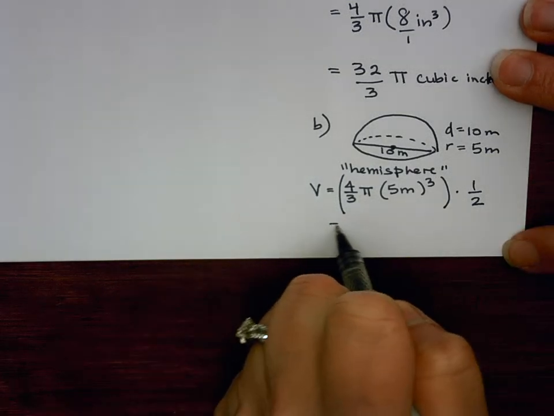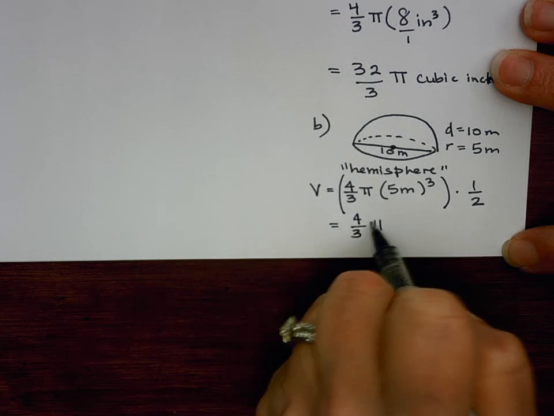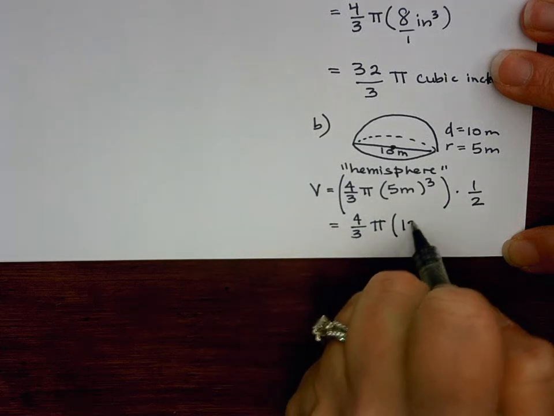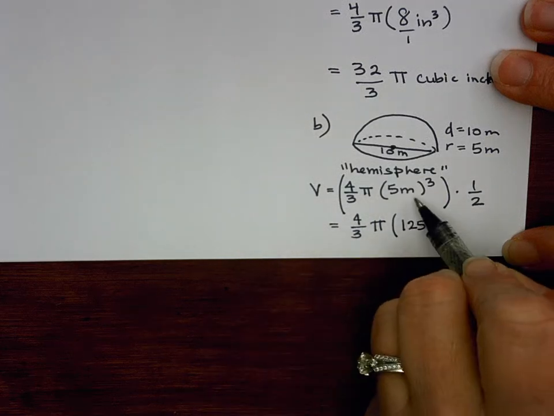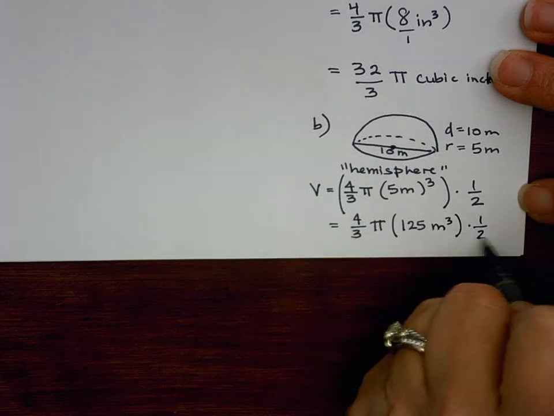And then I'm going to work this out the same way. So I have 4/3 pi, and then 5 times 5 times 5, and then meters to the third, and then times 1/2. Okay.